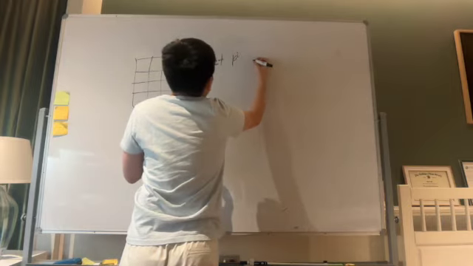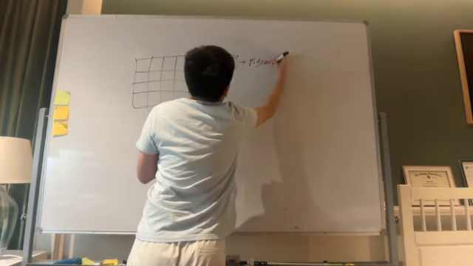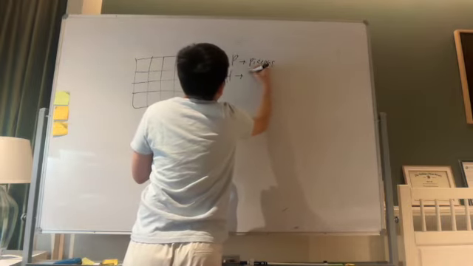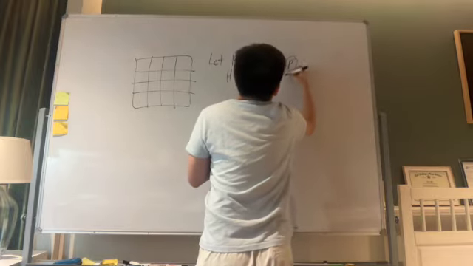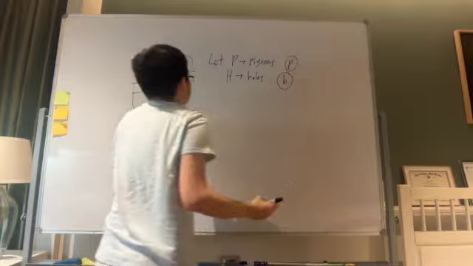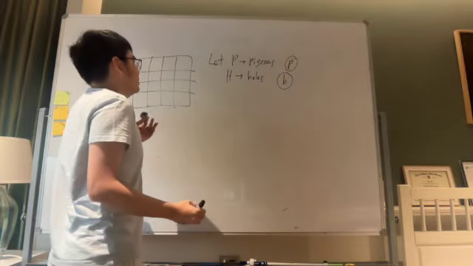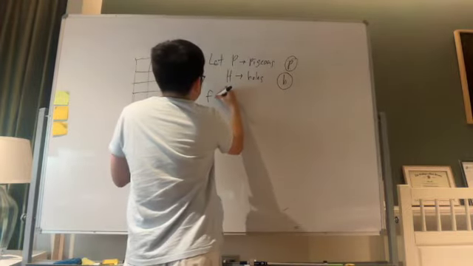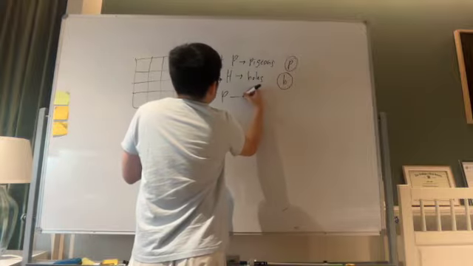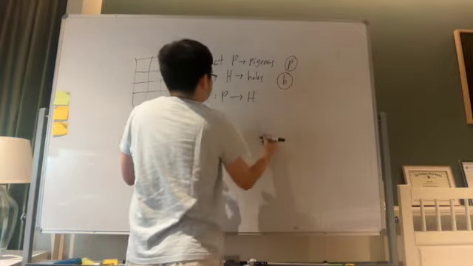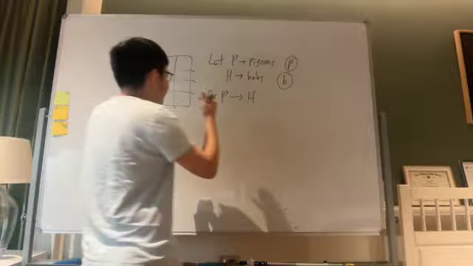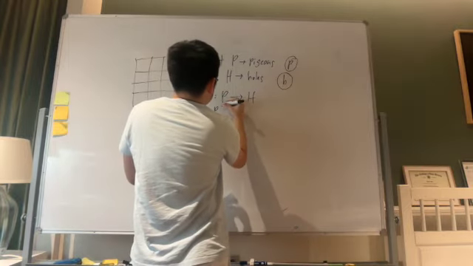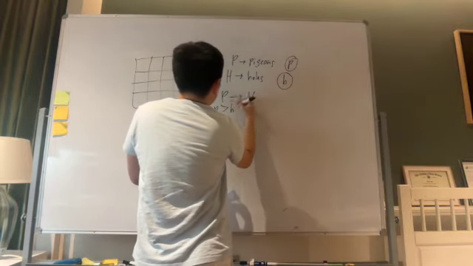Let P be the set of pigeons, and H be the set of holes. Say here we have P pigeons, and here we have H holes. And the function is defined, whatever it is. We have the domain as the pigeons, and it goes to the holes. We also know that we have more pigeons than holes. So P is greater than H.